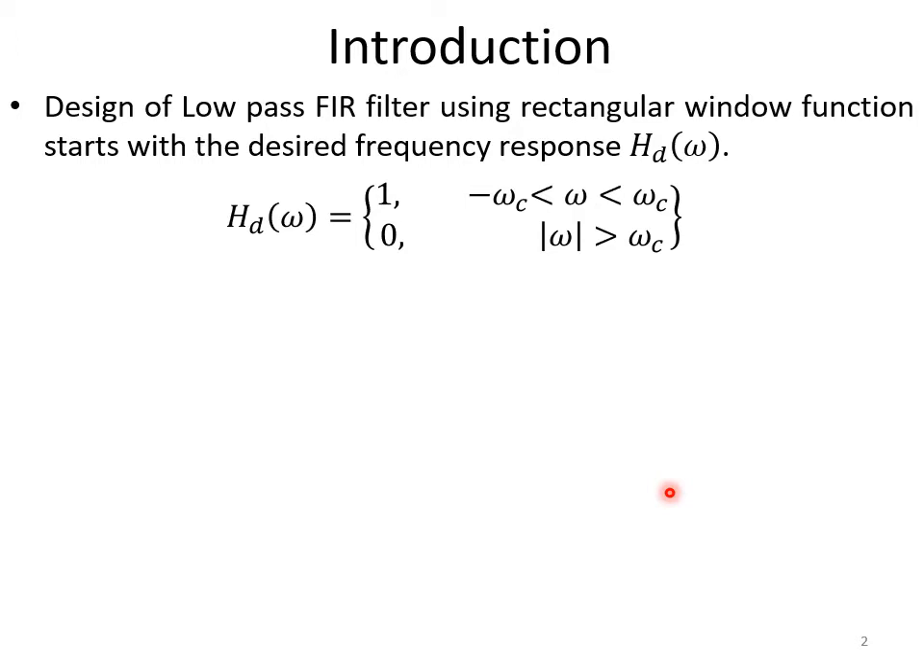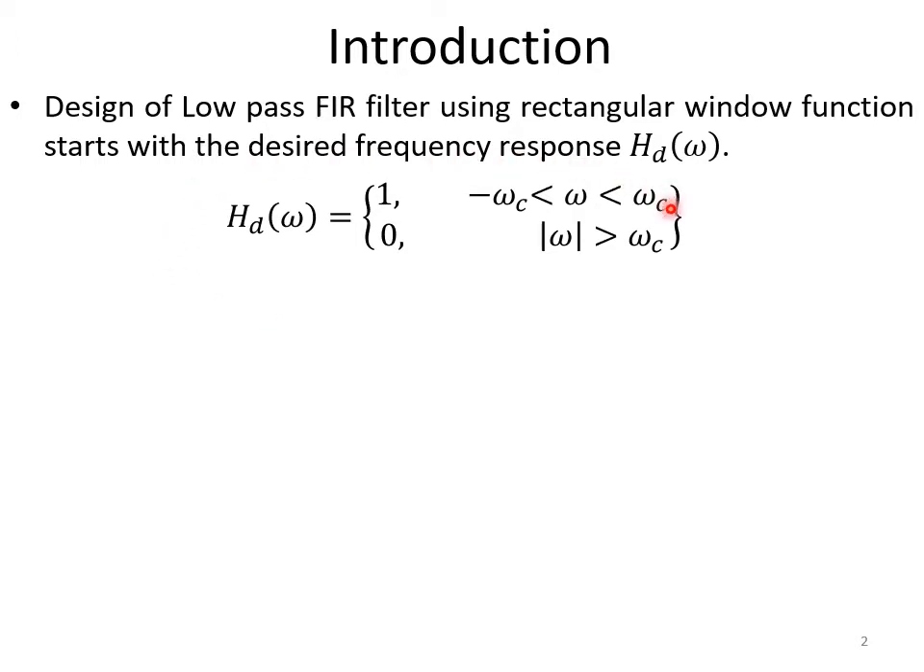So first I am going to spend some slides on a review of the previous lecture, in which we designed the low pass FIR filter. The design of a low pass FIR filter using a rectangular window function starts with the desired frequency response, which is represented as HD of omega. So the first thing you do is to determine the mathematical representation of the required filter in ideal form.